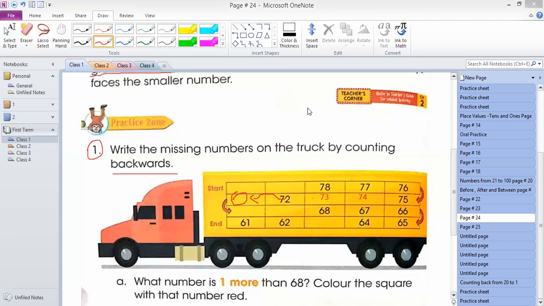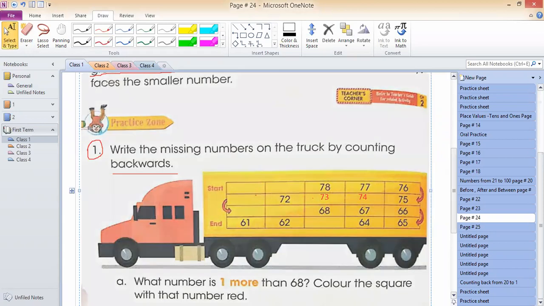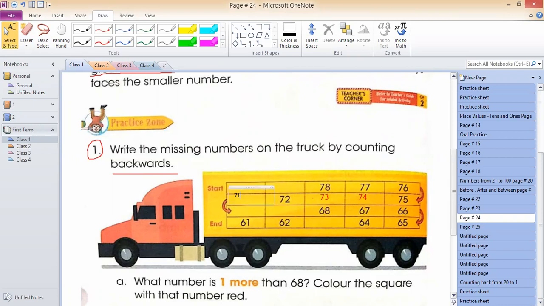All right, guys, I'm going to open your mic and you will tell me what I should write here. 71. Very good. It is 71. I should write 71 here. So write, guys, 71. The answer here is 71.